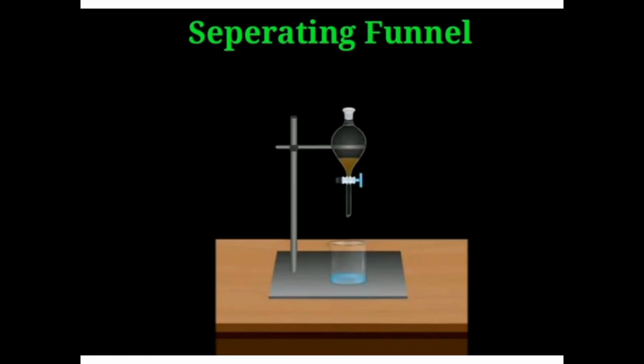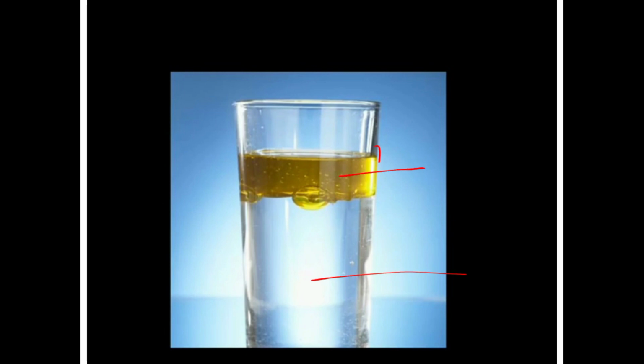We will pour the mixture of kerosene oil and water into this separating funnel. Then we will let it stand undisturbed for some time. We will keep it as it is for some time, and two separate layers of oil and water will be formed, as formed here. This is the layer of oil and this is the layer of water.